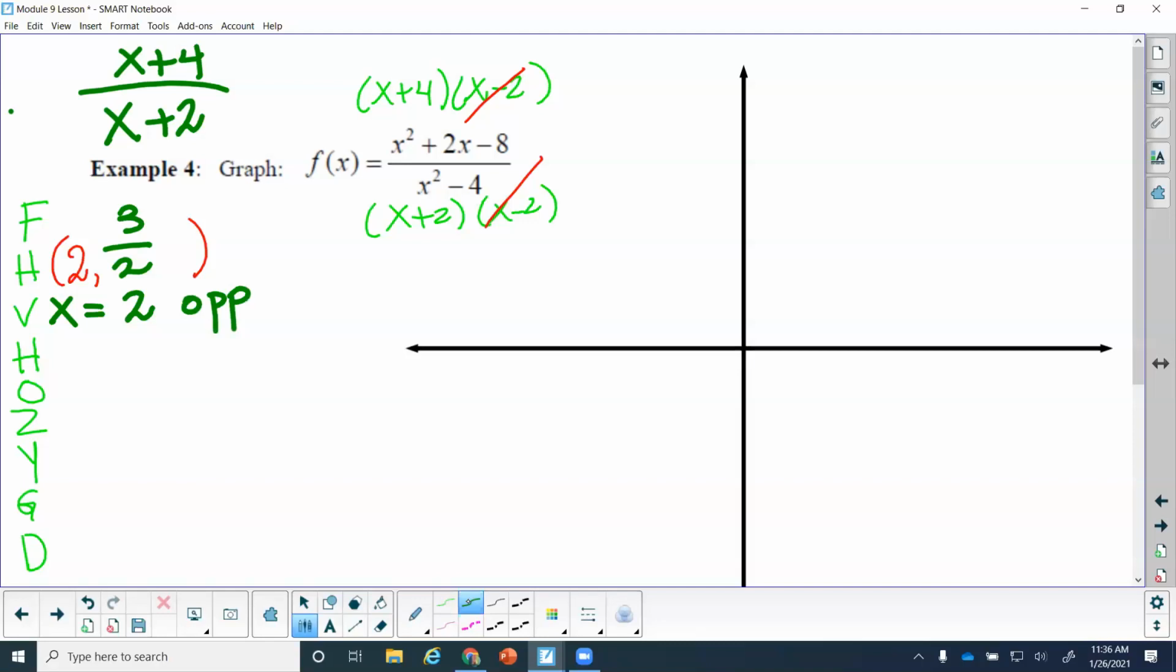Do you have a horizontal asymptote? Look at what you wrote down today. It's 1. The degrees are equal, so just divide out the leading coefficients. They both have a coefficient of 1. So y equals 1. And guys, please remember, if you have a horizontal asymptote, you're not going to have an oblique at all.